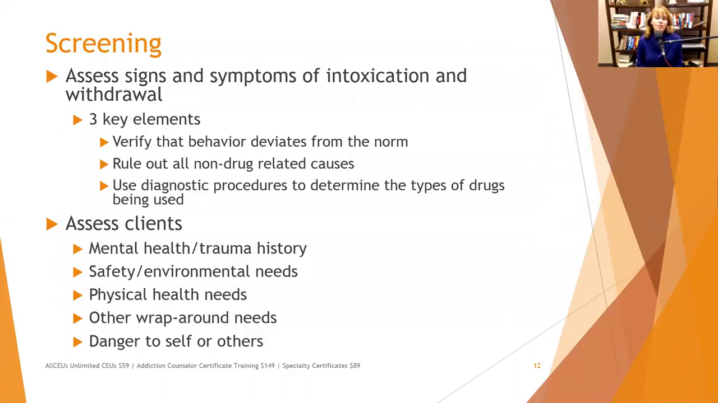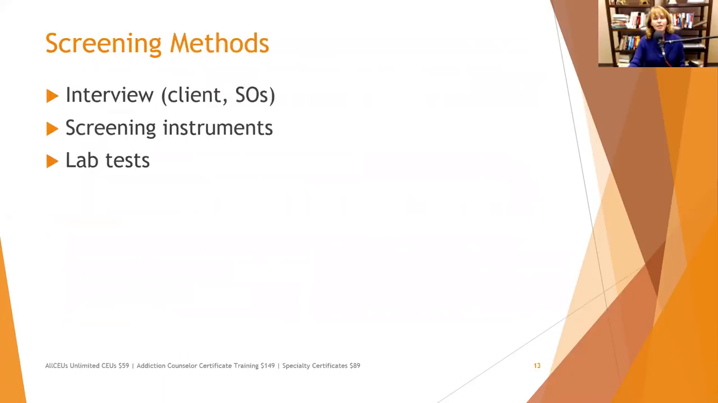And then we're going to assess danger to themselves and others. Are they talking about harming themselves or someone else? And we also want to ask if they're thinking about hurting themselves or someone else. Screening methods include interviewing the clients and significant others, using screening instruments, and lab tests like the urinalysis that we talked about.